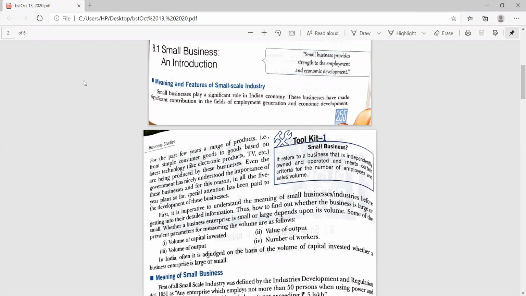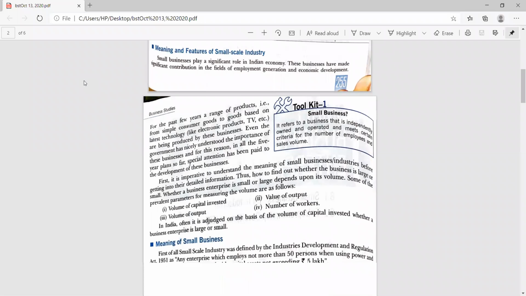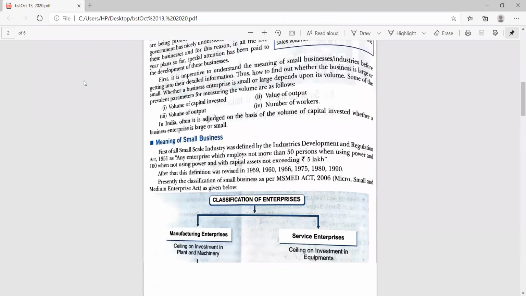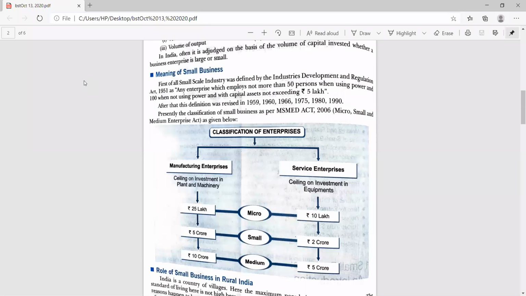In India, often it is decided on the basis of the volume of capital invested whether the business is large or small. So these are the parameters, and on the basis of capital, we can say the business is large or small. Please underline these points because they are very important from the examination point of view. Now let's see the meaning of small scale business. Here the flow chart is on the screen if you see.